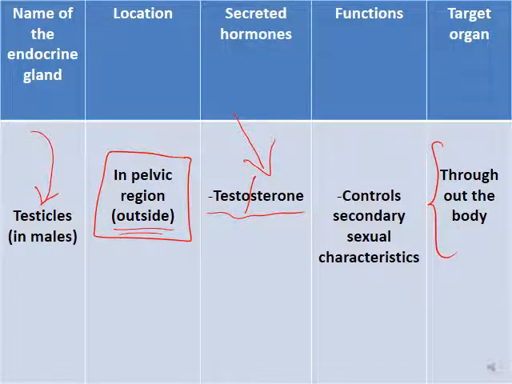For example, among these secondary sexual characteristics, the appearance of the beard in the male is not found in the female. So this is related to one of the functions of the hormone testosterone. Also the voice is related to secondary sexual characteristics that are special for the male.